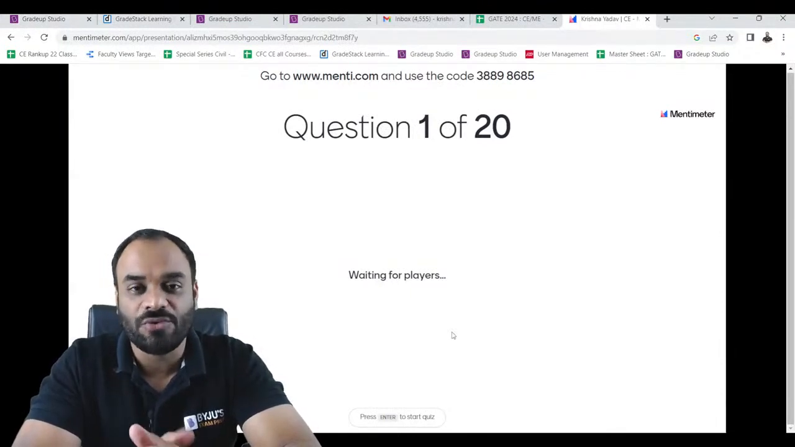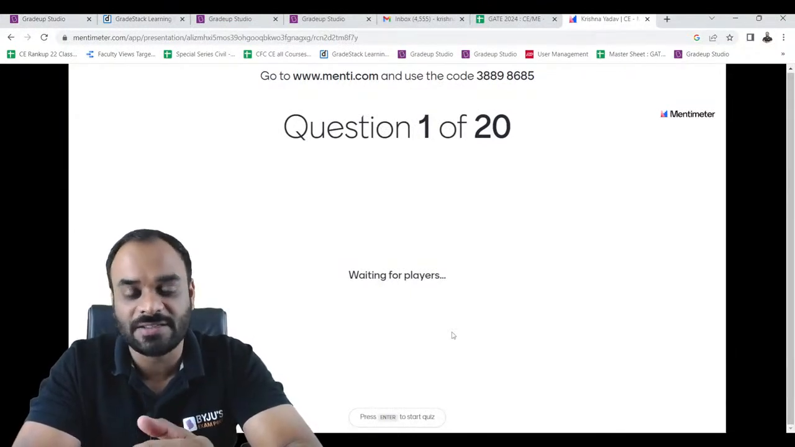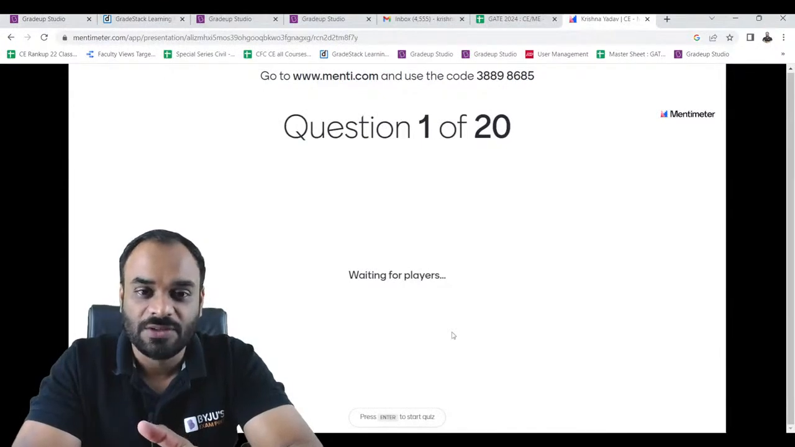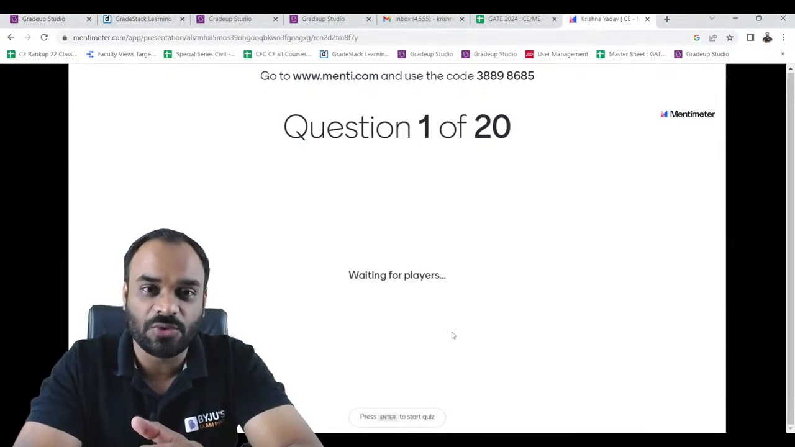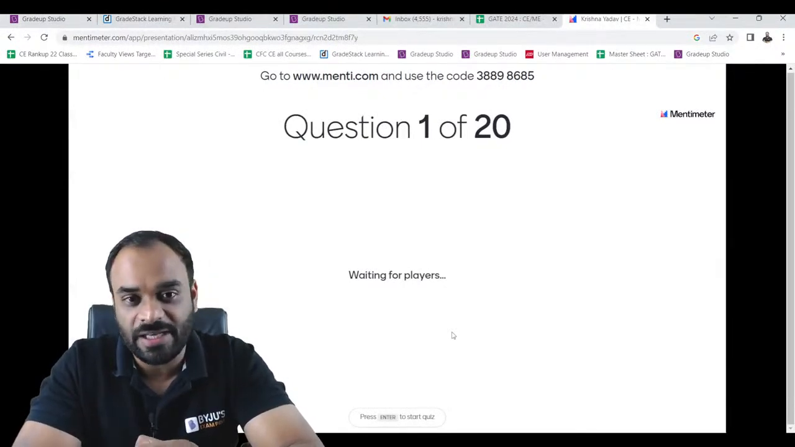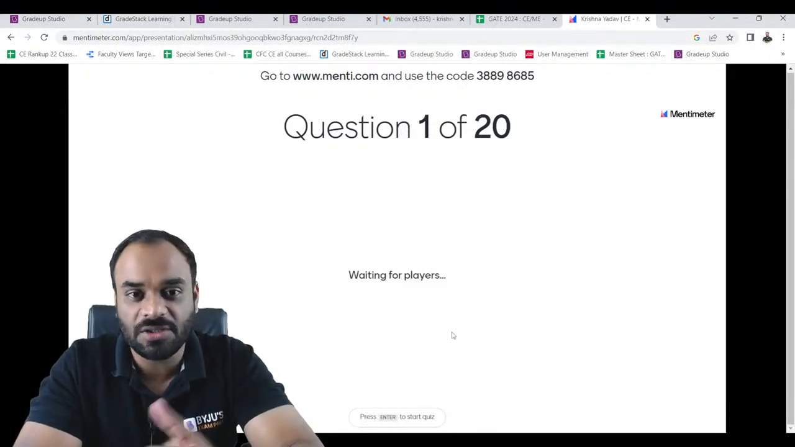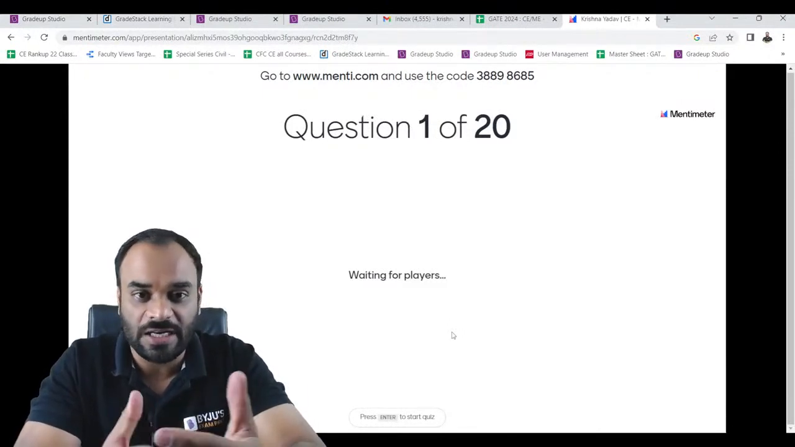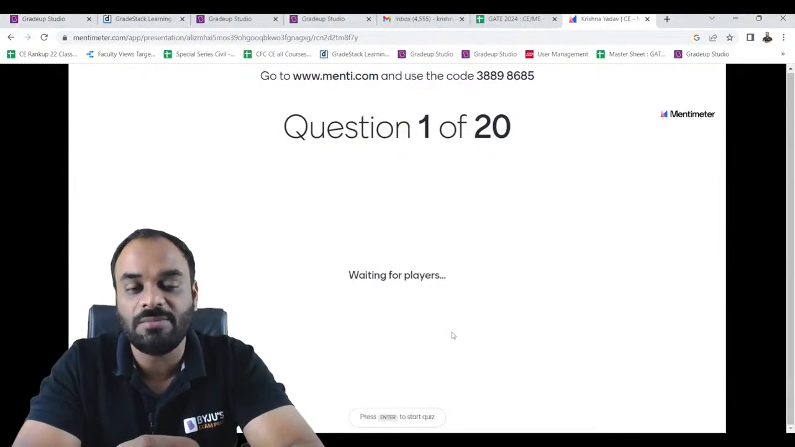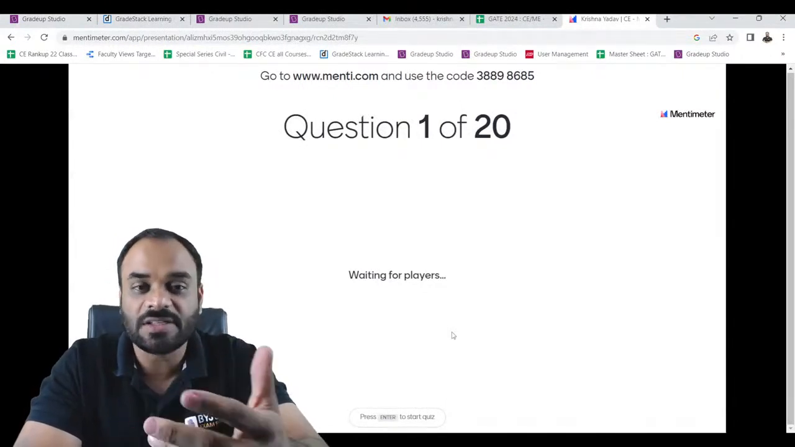So today we have the question of structure analysis and the RCC part in this particular quiz. You know that guys, in this quiz you have to use the Menti app in which you have to apply this particular code, which is basically 388988685, right? Put this code in your application, you will get access to give your answer in that quiz. At the same time you will get your results also, right?